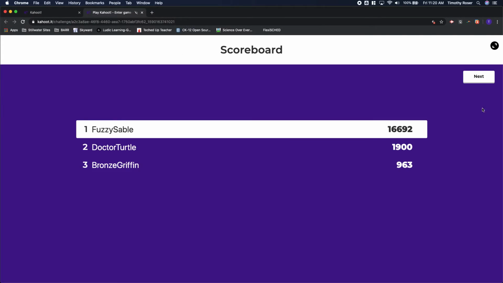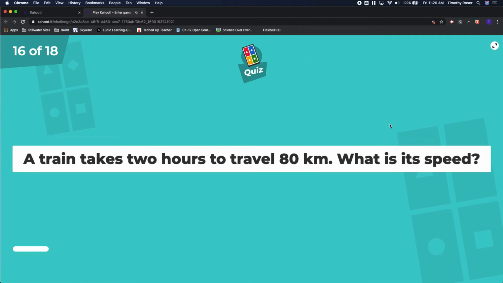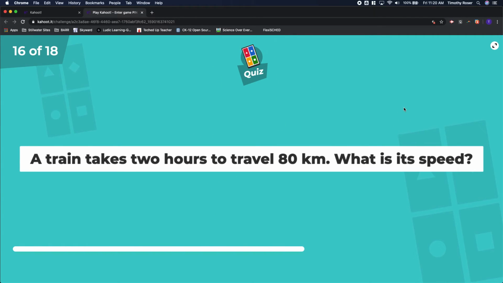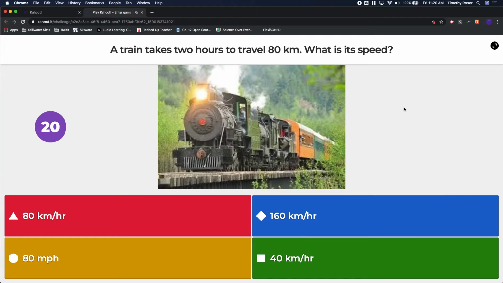All right, next up. We're getting close here. A train takes 2 hours to travel 80 kilometers. What is its speed? Speed is determined by doing distance divided by time. 80 kilometers divided by 2 hours would be 40, and the unit would be kilometers per hour.